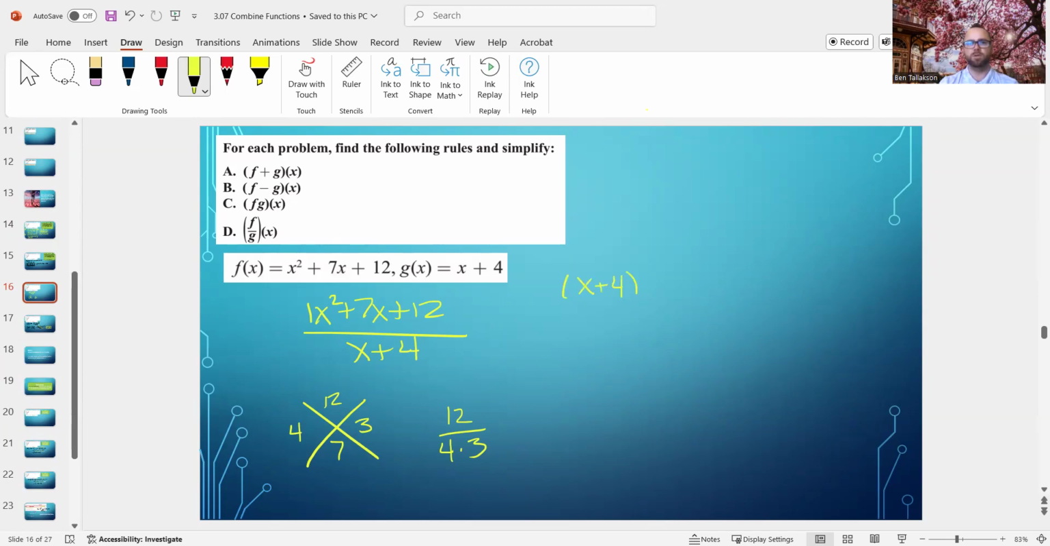That was easy. So we factored out that numerator already. X plus 4 times x plus 3 over x plus 4. Cancel common factors. And x plus 3 is our answer. And we are done.